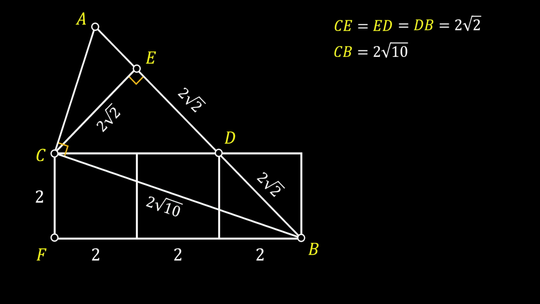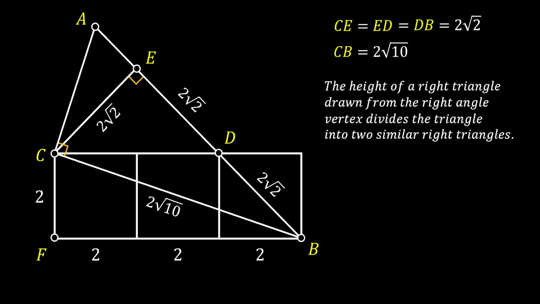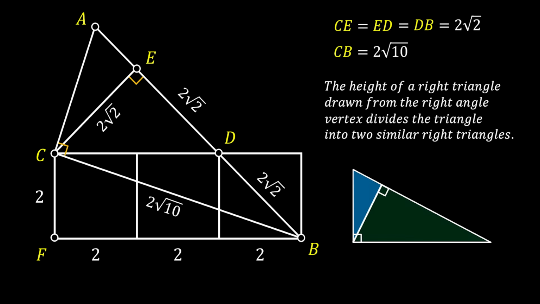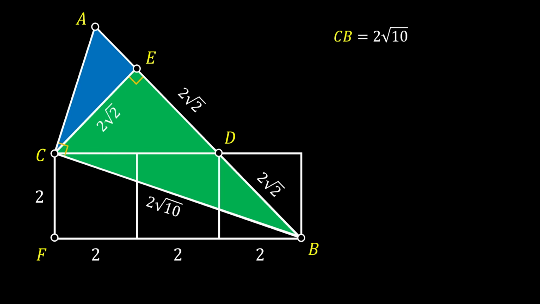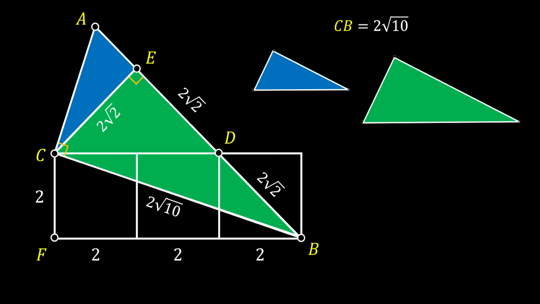Alright, so now we will use one really interesting property of the right triangle, which states that the height of the right triangle drawn from the right angle vertex divides the right triangle into two similar right triangles. We will use this property on our right triangle ABC. Since the line CE represents the height drawn from the right angle vertex, we can clearly divide our big triangle into two small right triangles which are actually similar to each other. So we can use the rule of similarity on those triangles.